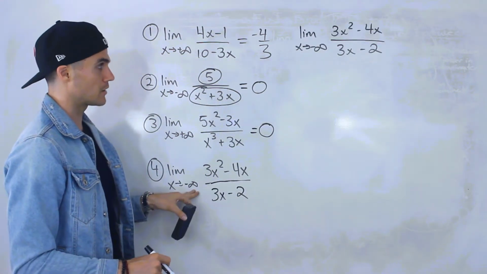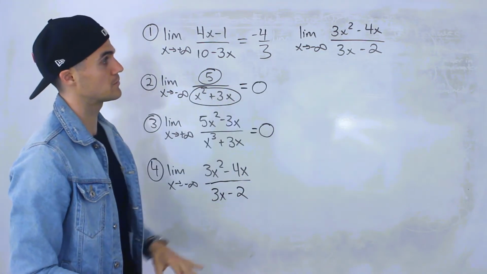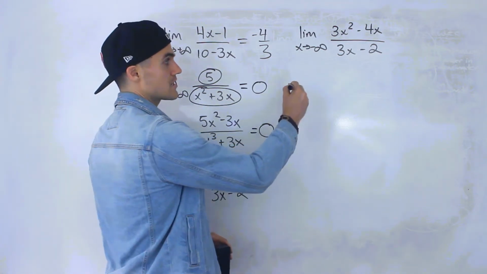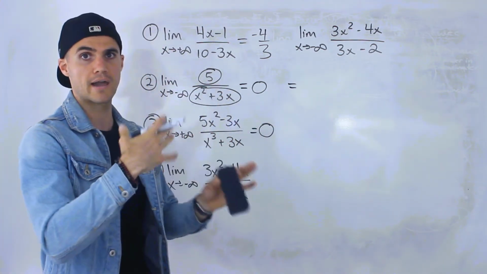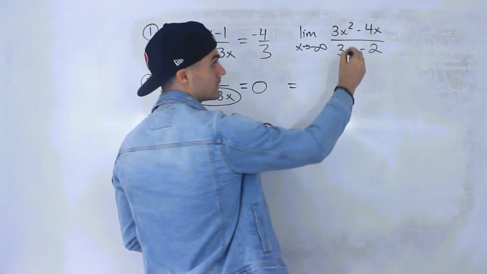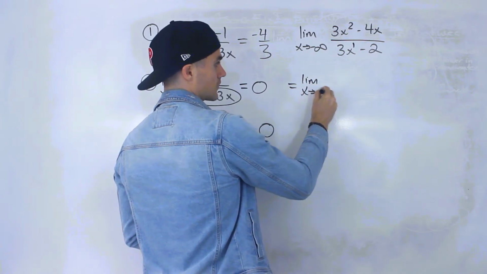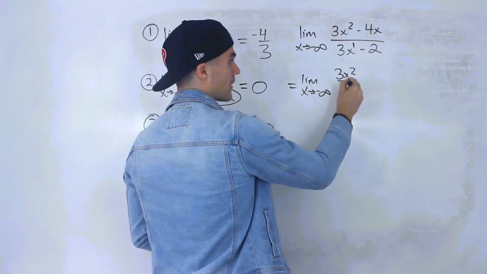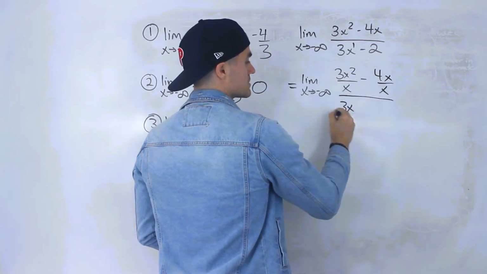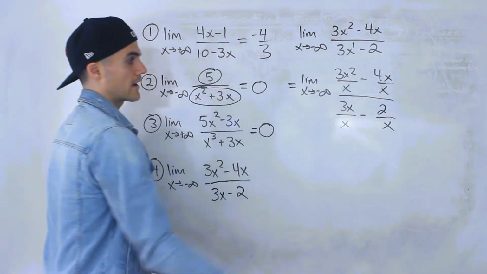And then finally, we got number 4, which I wrote up here. We got the limit as x approaches negative infinity of 3x squared minus 4x all over 3x minus 2. So exact same process. Take all the expressions, divide them by x to the power of the highest power in the denominator, or the degree in the denominator, which in this case is 1. So we're going to take the 3x squared divided by x, take the 4x divided by x, take the 3x divided by x, and then take the 2 divided by x.